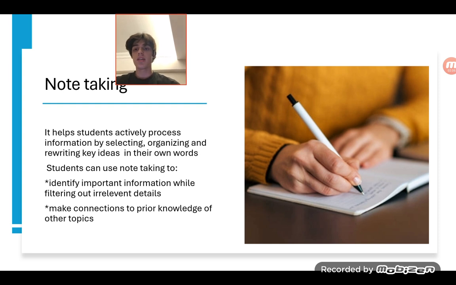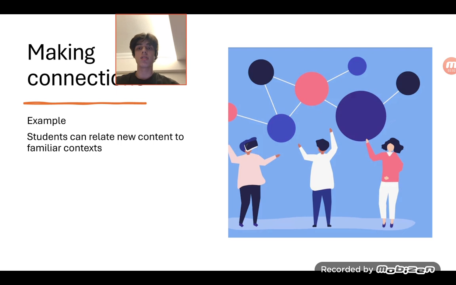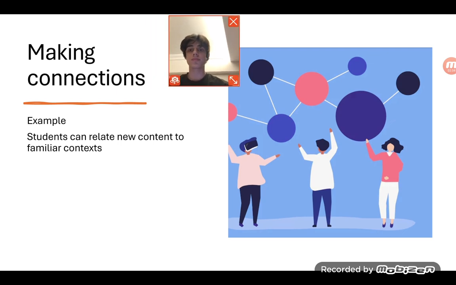Note taking: it helps students actively process information by selecting, organizing, and rewriting key ideas in their own words. Students can use note taking to identify important information while filtering out irrelevant details, or make connections to prior knowledge of other topics. Speaking of making connections, this is our other component here.